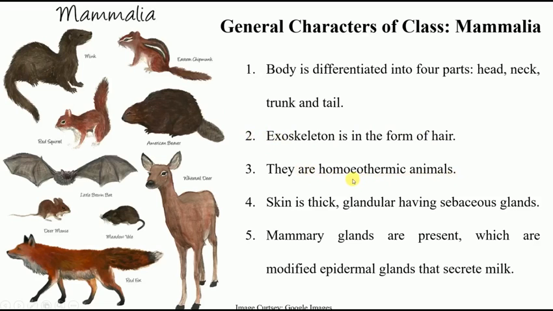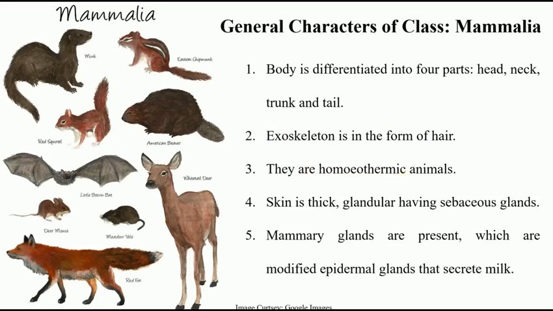Homeo means even and thermic means temperature, meaning they are able to maintain a constant or even body temperature irrespective of fluctuations in the environmental temperature. These homeothermic organisms are also known as warm-blooded organisms. But instead of the term warm-blooded, we should use the concept of homeotherms, that is, the capability of an organism to maintain its constant body temperature.